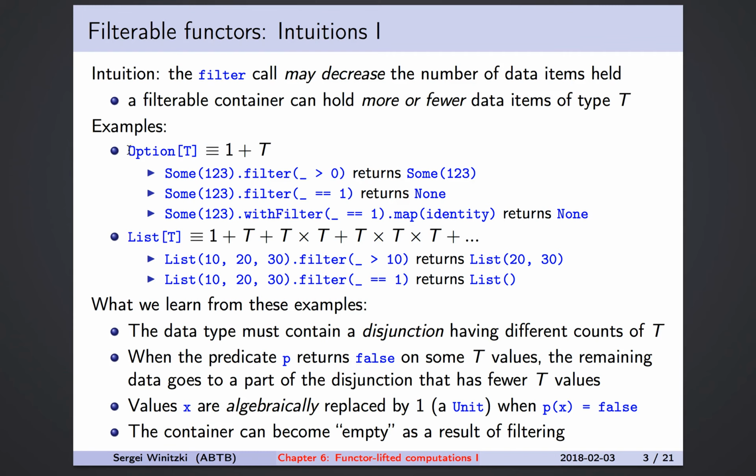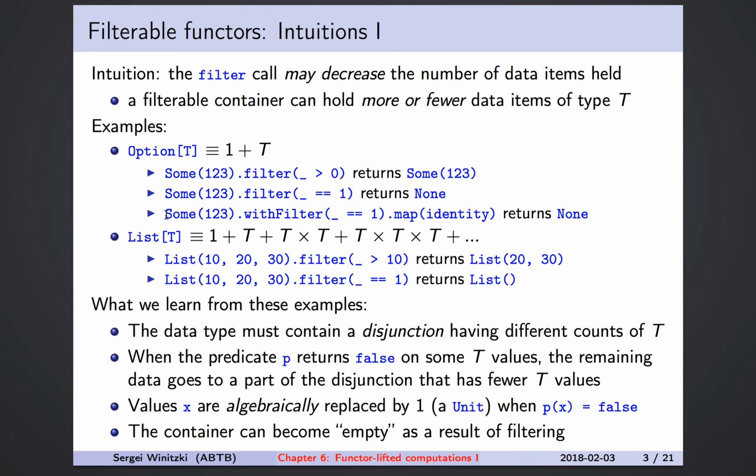So here's an example that we are familiar with, which is option. The option type is written in the short type notation as 1 plus T. And here are some computations that we can do with an option using filter. If an option is empty, then whatever you filter it, it still returns empty, so that's not very interesting. But if this number passes the condition, then the number remains. But if it does not pass the condition, the option becomes empty.